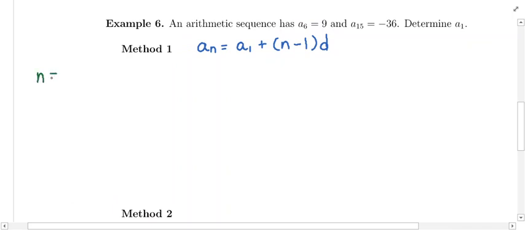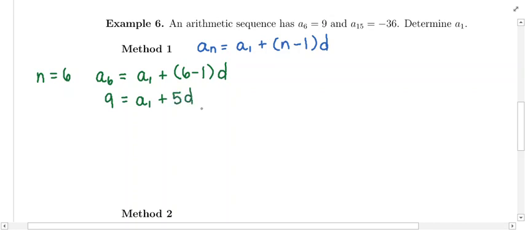For A6, that means n is 6. So go to this formula, and everywhere you see an n, pop in 6. This tells us that A6 is equal to A1 plus 6 minus 1 times D. We know what A6 is, so we can plug that in: 9 is equal to A1 plus 5D. Remember what we're after here: we are trying to solve for A1.